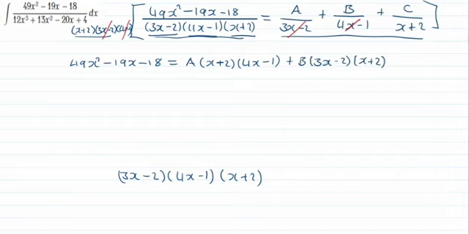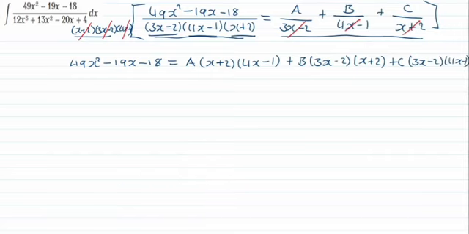Then lastly, we're going to have C. Then we're going to multiply the same way. So we'll see that x plus 2 and x plus 2 is going to cancel out. Then the rest will multiply by C. So we're going to have 3x minus 2 multiplied by 4x minus 1. Since we have this, we can now start finding the values of A, B, and C.